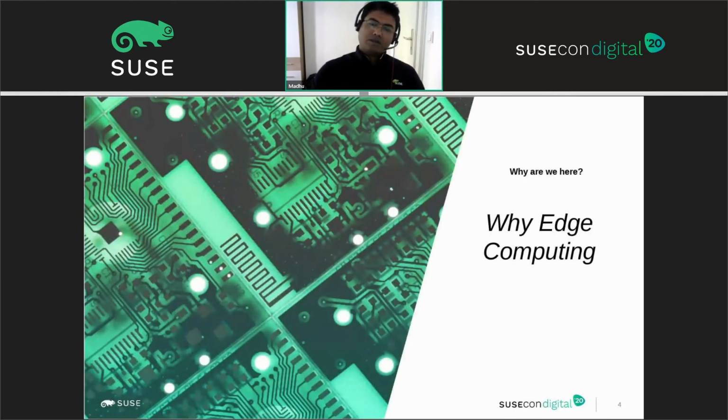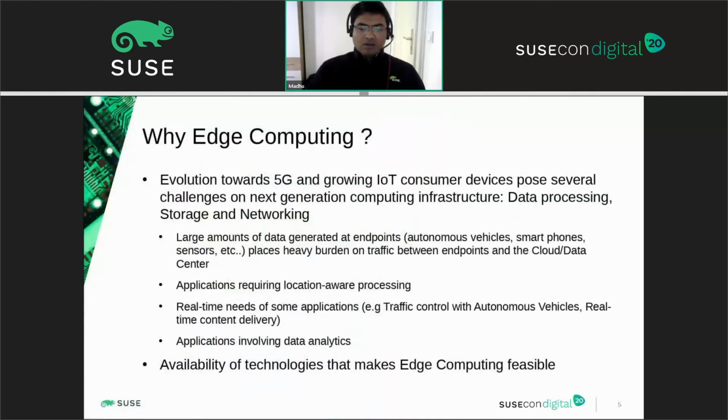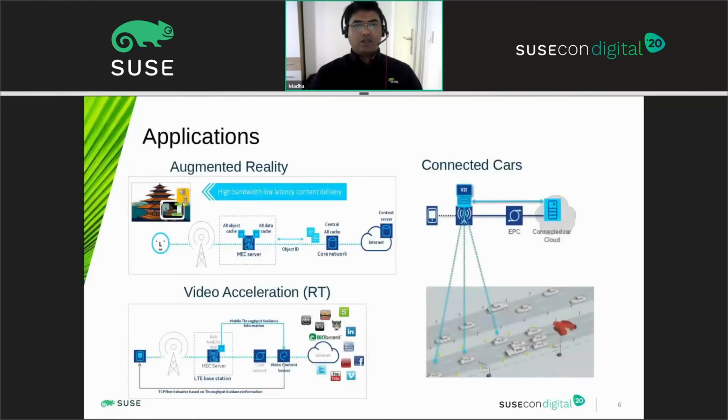Why edge computing? Let's come back to this slide a little later. These are the typical applications which we have seen: augmented reality, connected cars, basically connected autonomous cars, and video acceleration in real time, be it surveillance or real-time content delivery, say something that works like an instant replay of key moments of your favorite sport immediately after it happened, on your mobile device while you're just outside the stadium. That's something this would enable.